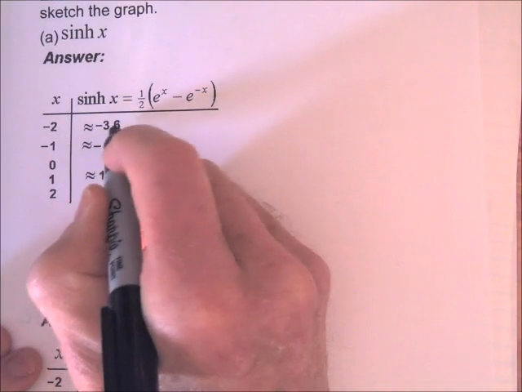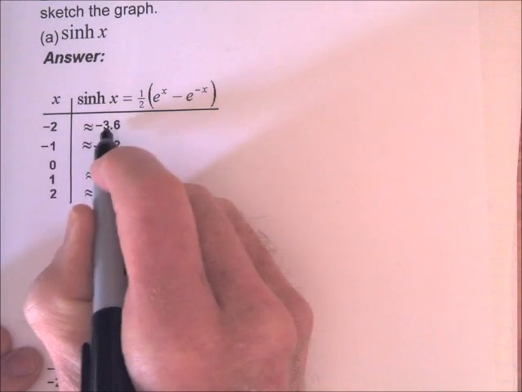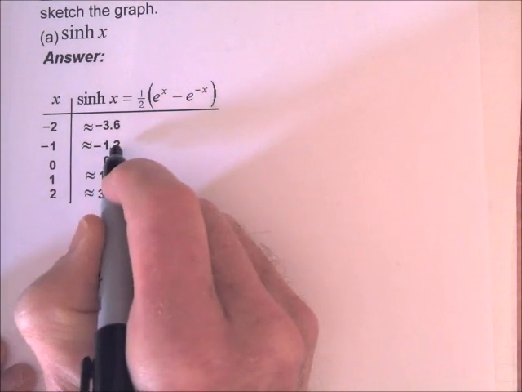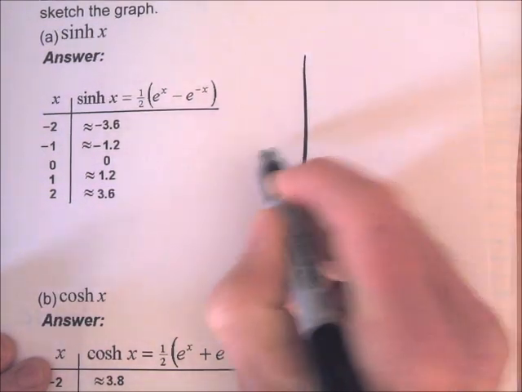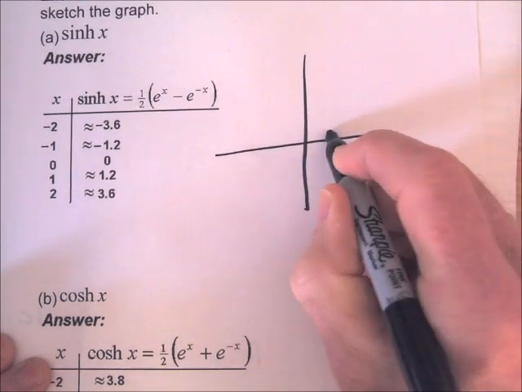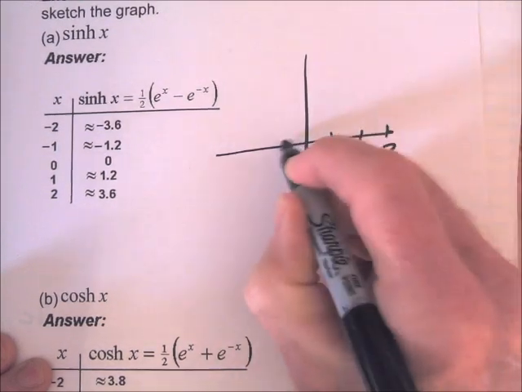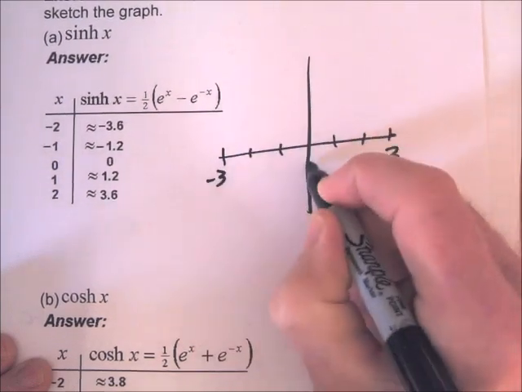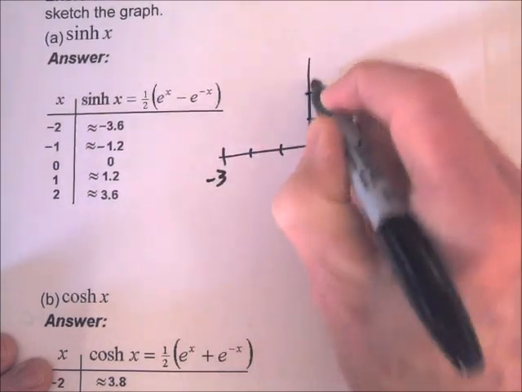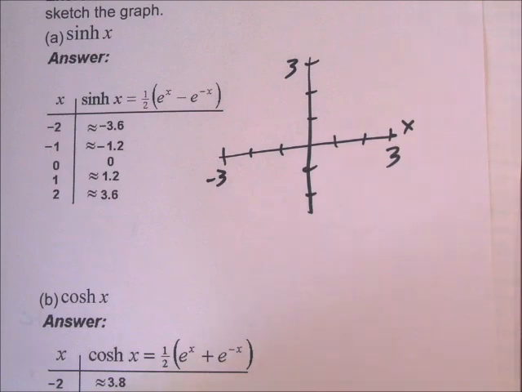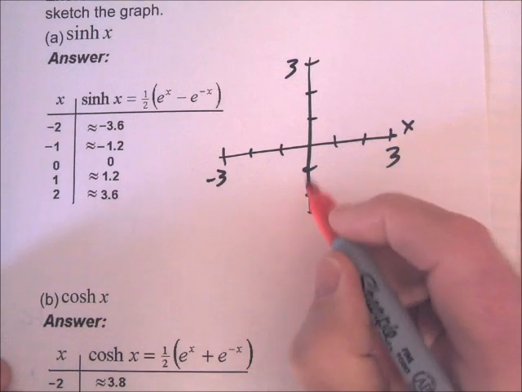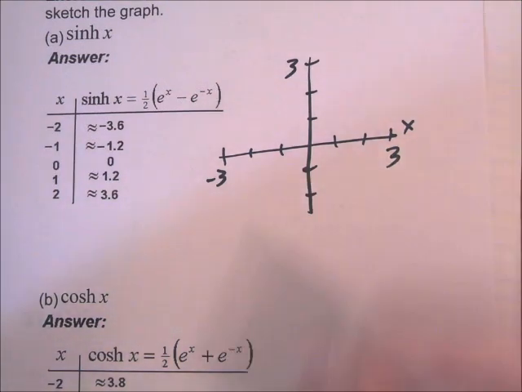So sinh of minus 2 is approximately negative 3.6. Sinh of minus 1 is approximately negative 1.2, and so forth. So we get a table of values, and then we can plot some points and sketch the graph. Okay, so I made a coordinate system. So the first point, 2 to the left, down 3.6. I should have extended this a little further.